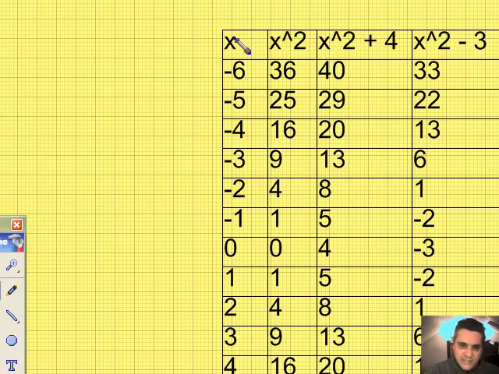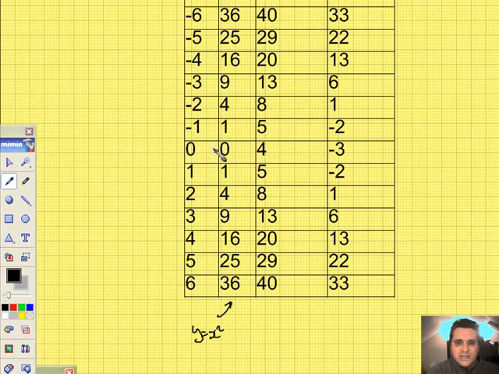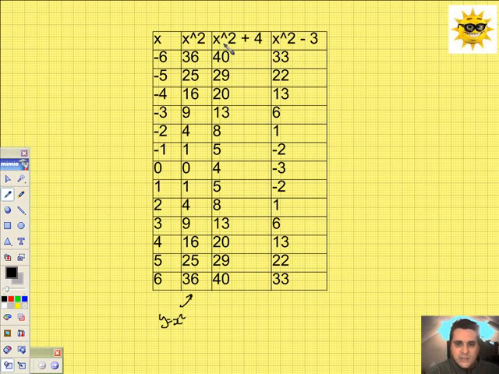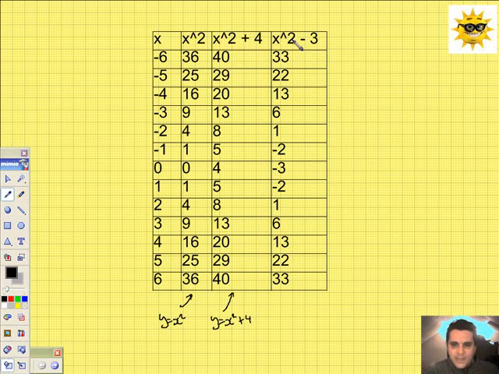Now, what I've got here is a spreadsheet. In fact, I'll produce these results with a spreadsheet. Here are some x values from -6 up to 6, and this little set of results here is y equals x squared. As you can see, -6 squared is 36 and 6 squared is 36, etc. And this one is meant to simulate y equals x squared plus 4. So let's call that y equals x squared plus 4. And this one is y equals x squared minus 3.